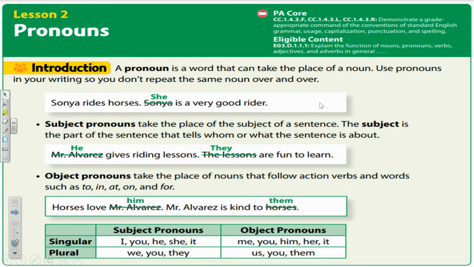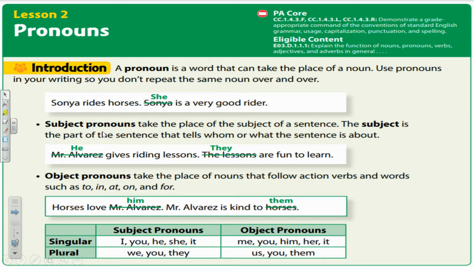Originally, these sentences said, Sonia rides horses. Sonia is a very good rider. It sounds repetitive saying Sonia's name too many times. So this was edited to use a pronoun to replace her name. Now it says Sonia rides horses. She is a very good rider. There are two kinds of pronouns.